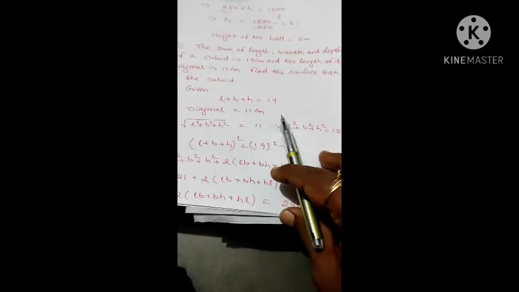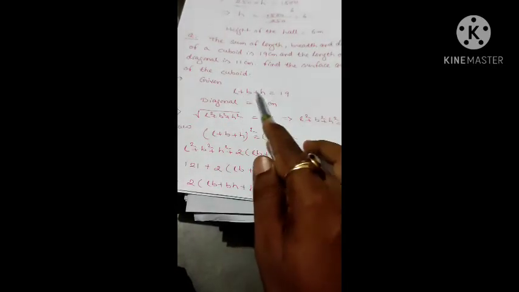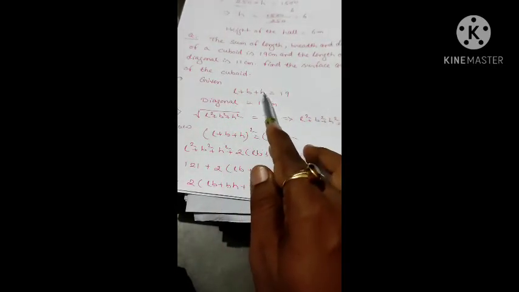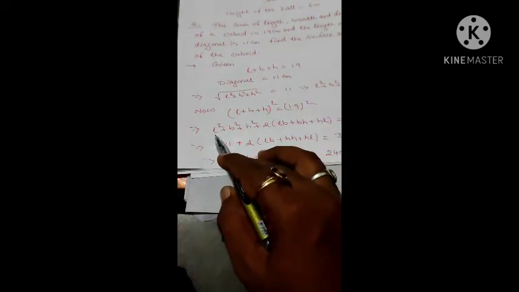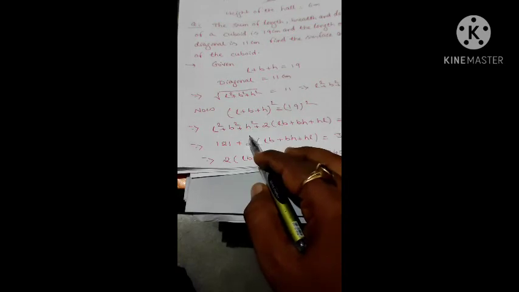Now what should we do? To find this total surface area, we have to do the squaring of this, L plus B plus H equal to 19. So if we do the square of L plus B plus H whole square equal to 19 square, here we have to apply the formula of A plus B plus C whole square, which we got in class 8. That is A square, in place of A, here it will be L square, B square, H square plus 2 into LB plus BH plus HL. And 19 square is 361.